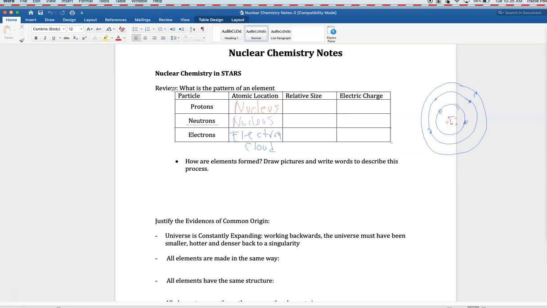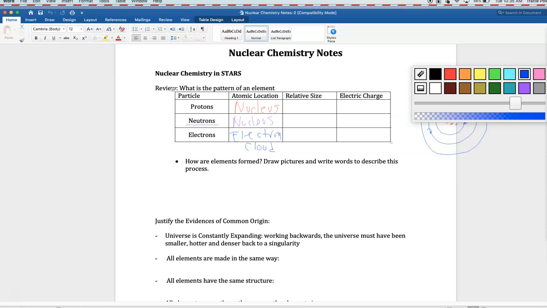So in this electron cloud, these electrons are zooming around so fast they actually fill an entire space full of negative energy, which we will get to in 2 units, I think. So hold on to your hats for that. All right, let's talk about relative size.